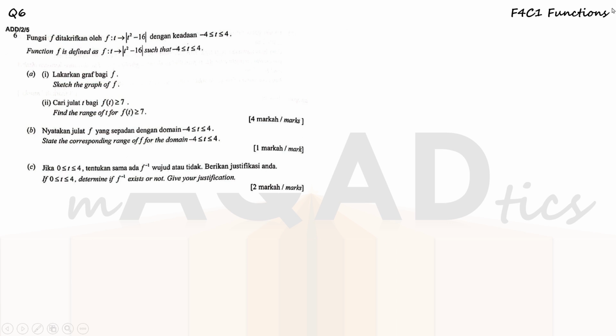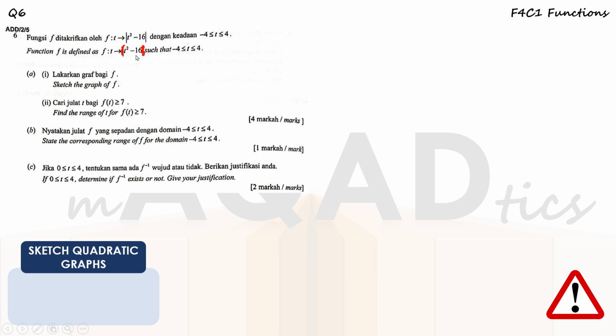Question 6 comes from the chapter functions, and here we have a quadratic function with modulus, and t is between -4 and 4. So for part A1, we need to sketch this graph. Okay, so here let's ignore the modulus first, and let's just focus on t squared minus 16, which is a quadratic function. Okay, so how do we sketch these kinds of graphs? So we need to find 3 things. So the first thing is to find the start and the end points.